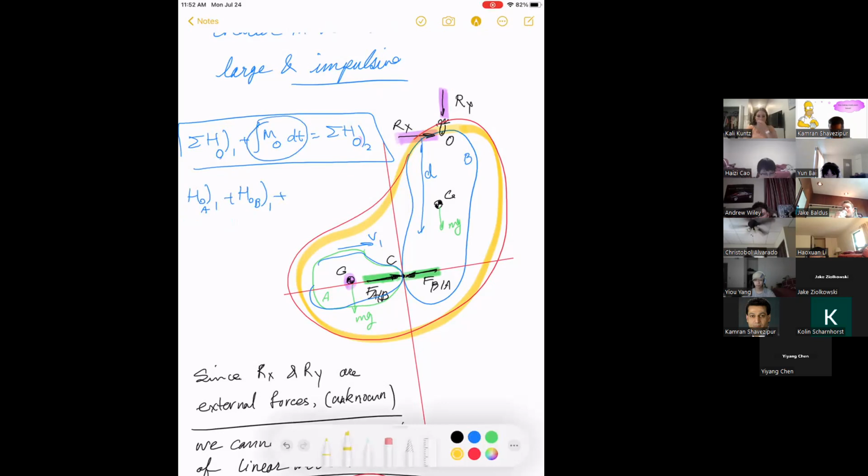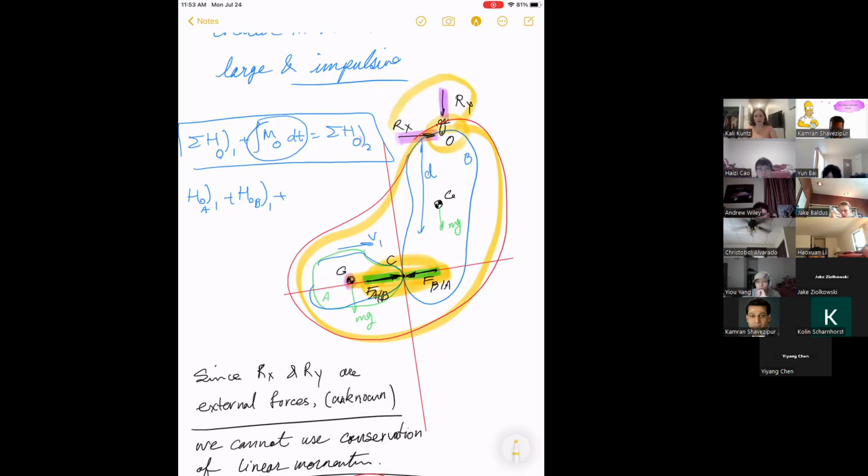Do these two forces create any moment about O? Kelly, the two forces, do they create any moment about O? How much is it? I'm talking about these two forces, FAB, FBA. Yeah, they cancel out each other, right?